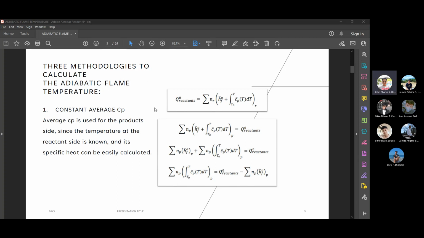In the three methodologies to calculate the adiabatic flame temperature, for number one, we have the constant average specific heat. As we can see in the working equation, the average specific heat is used for the product side, since the temperature at the reactant side is known and its specific heat can be easily calculated. Next slide.